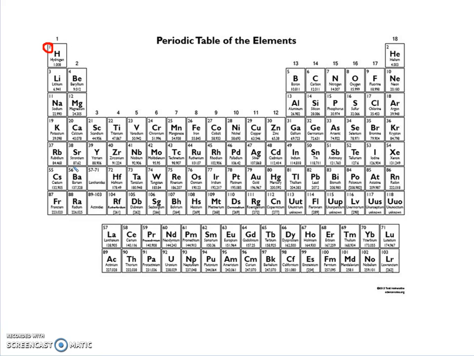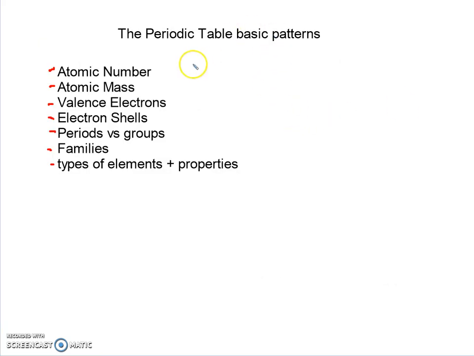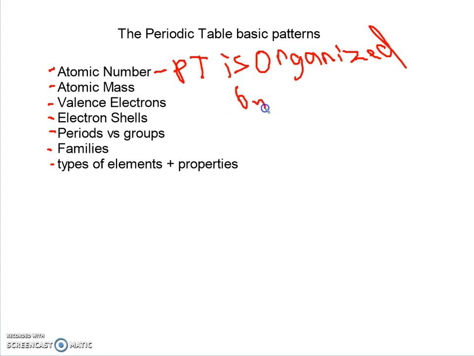They used the patterns that they were figuring out, and they actually were able to predict the properties of various elements before these elements were even discovered and isolated. So that's one thing, is that the periodic table is organized by atomic number. And remember, atomic number is the same thing as the number of protons.